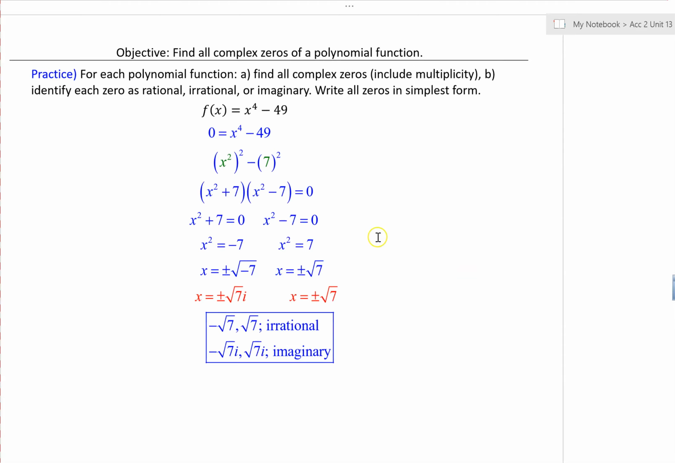This one, hopefully you realized you had a difference of two squares and that you used x squared in the first spot. Some people have had a little trouble with that in the past. And both of these, that's as far as they factor, so then you have to use your square root property, giving you two irrational zeros and two imaginary zeros. Let's try another one.